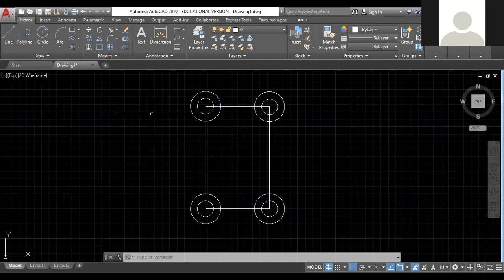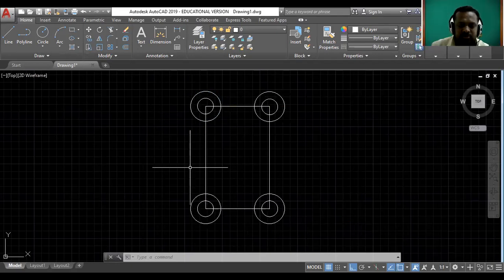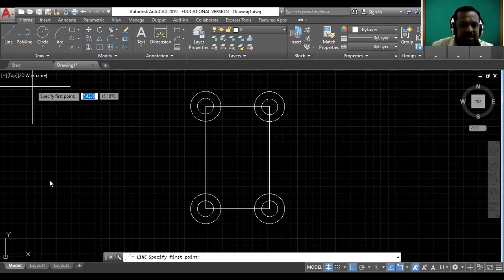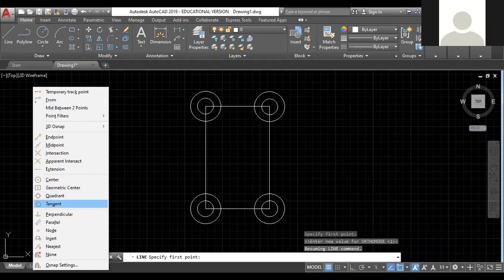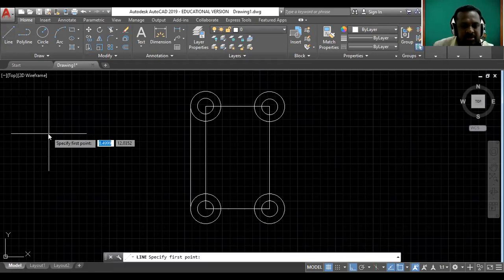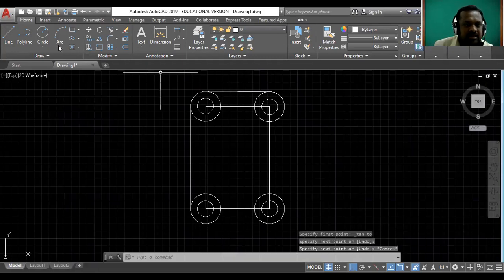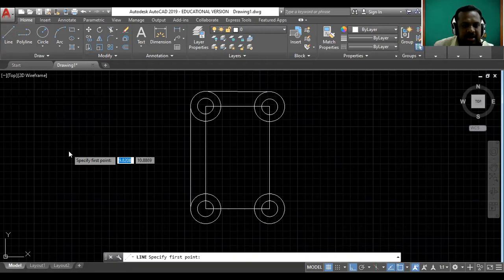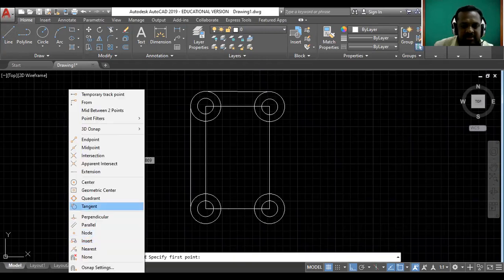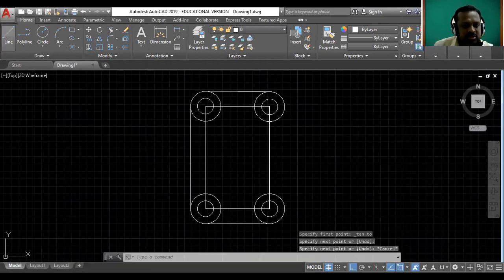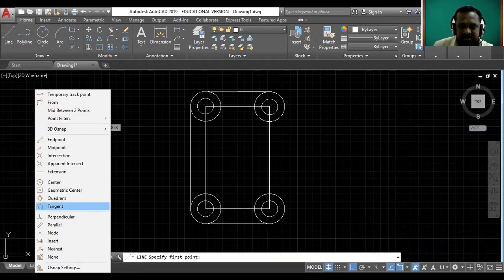Then we have to join these two circles with the help of the tangent line. How to draw the tangent line? We know the procedure: click on the line, press the shift, right click, then select the tangent and select the quadrant point. Then line, shift, right click, tangent, again select this. Then line, shift, right click, tangent, and select the quadrant point where we want to make the tangent line. Line, shift, right click, tangent, select this.